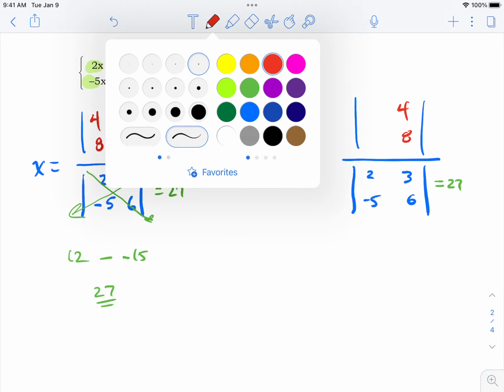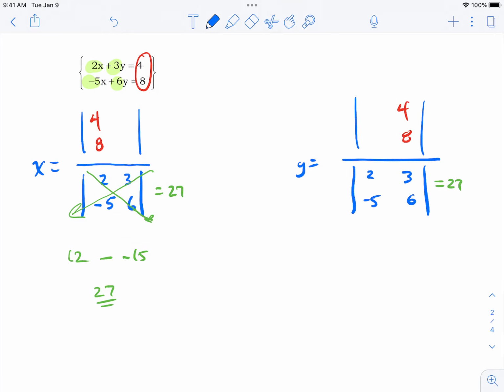And then what goes next to the 4, 8? Just look underneath here and say, oh, I see a 3 and a 6, and then bring it up. What goes over here? Well, I see a 2 and a -5 down there. Just bring it up.